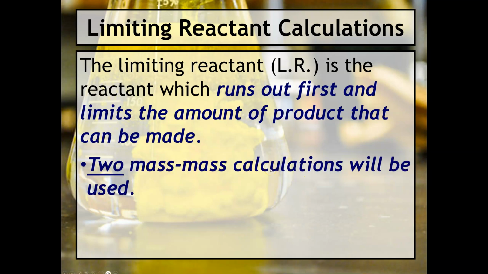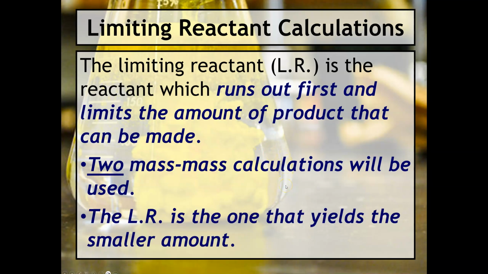There are going to be two mass-to-mass calculations that we're going to be using. And the LR is the one that yields the smaller amount. Whenever you produce your product, you're going to be producing a smaller amount from that reactant, and that is going to be called your limiting reactant.